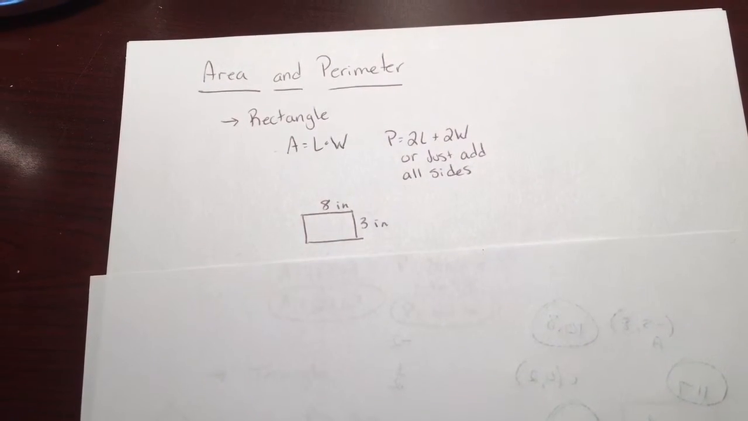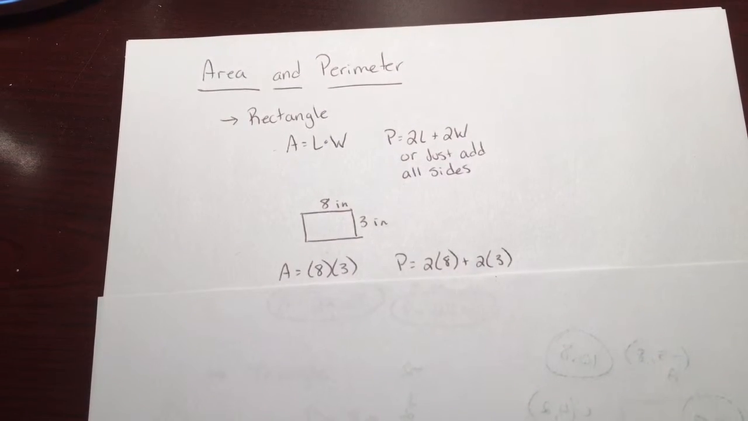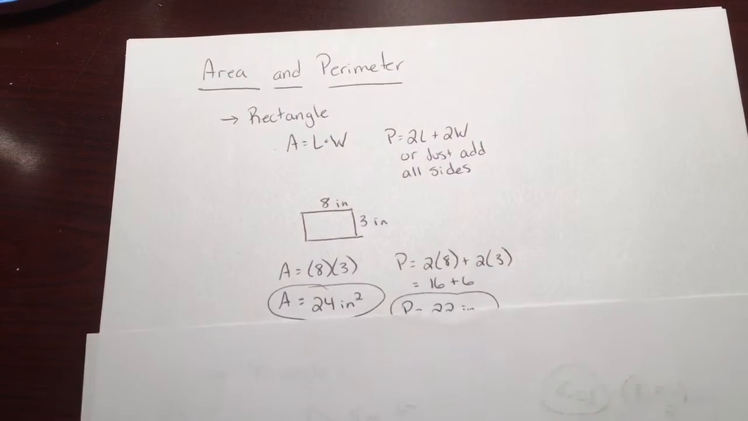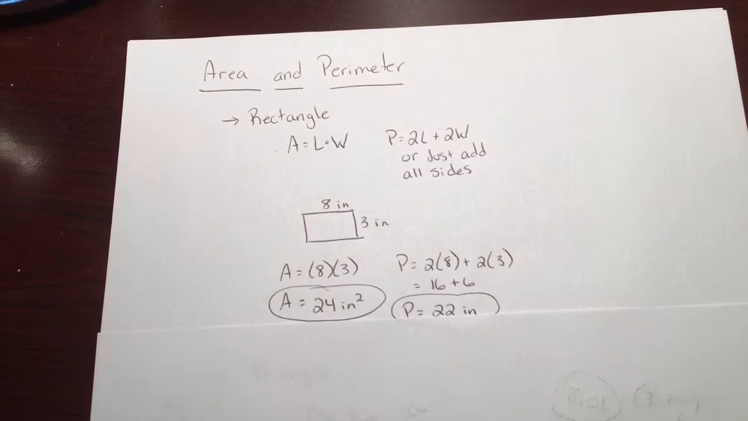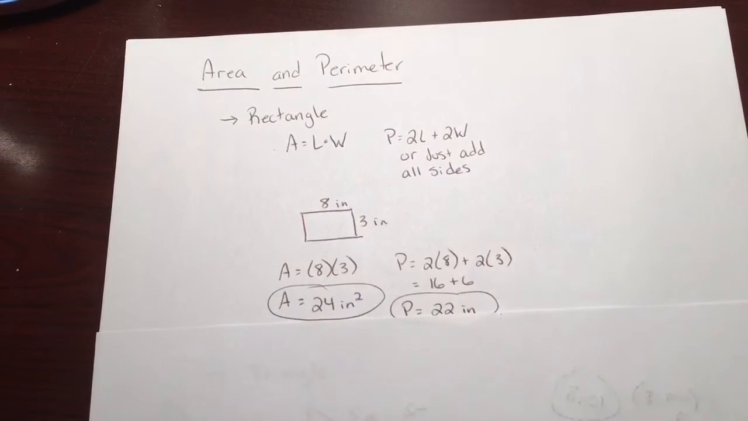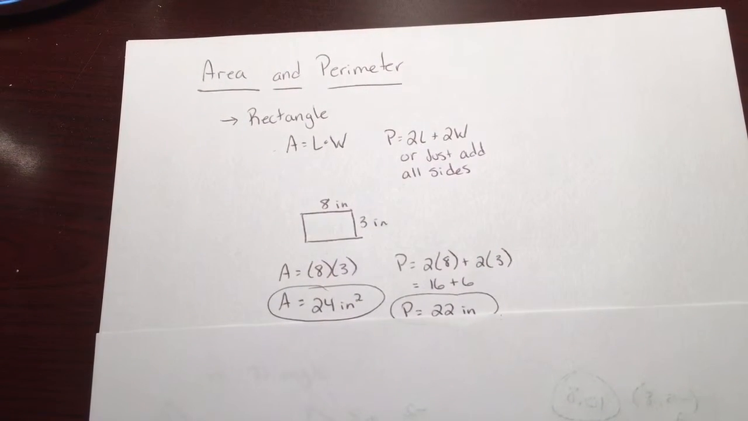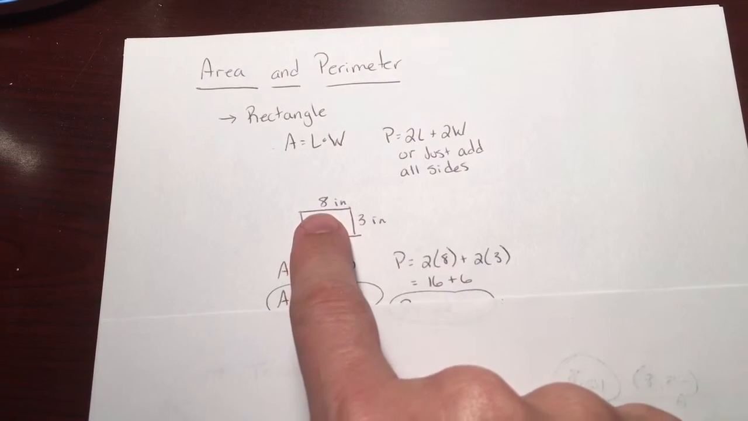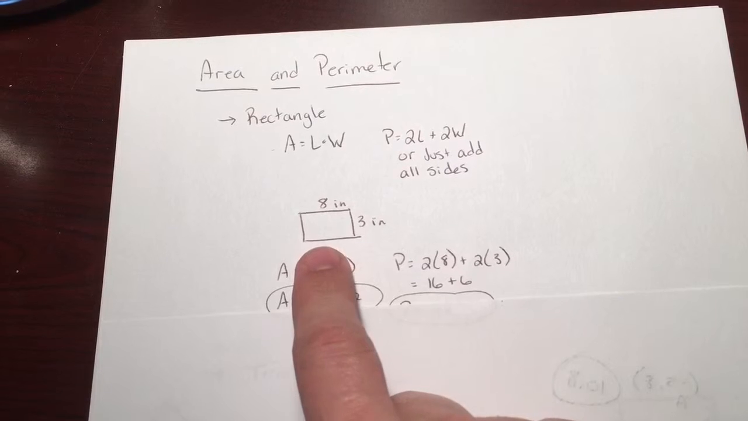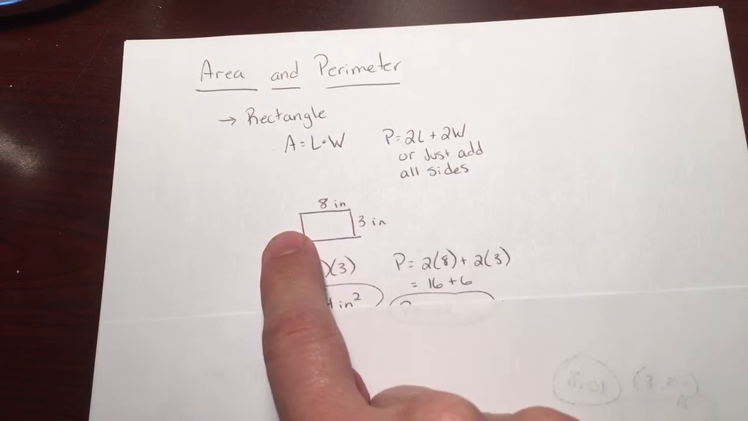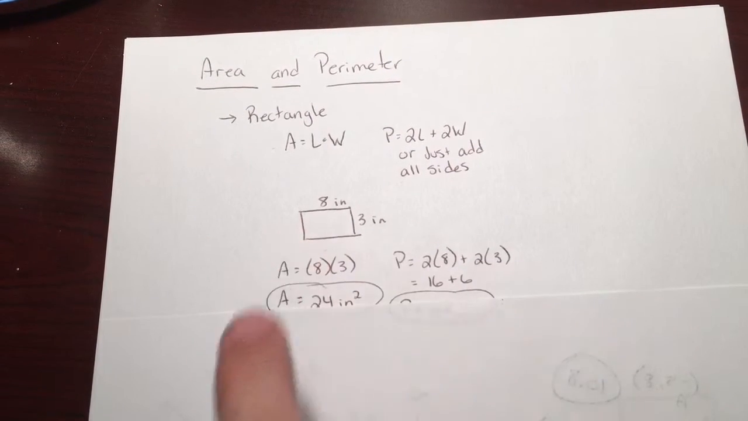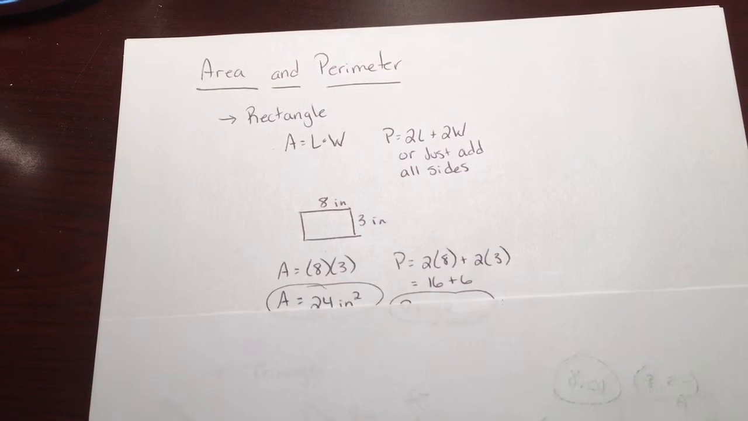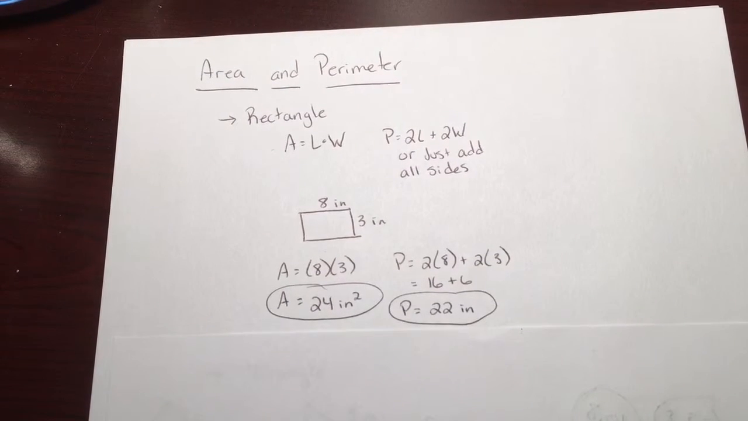Trying to find the area, 8 times 3. That's going to give you 24 inches squared. Going with the perimeter, you can plug the length in where it belongs and the width where it belongs. You'll get 16 plus 6, or again, 8 plus 3 plus another 8 plus another 3, because on a rectangle, your opposite sides are congruent. They're the same. They're equal. So add everything up, and you get 22 inches.